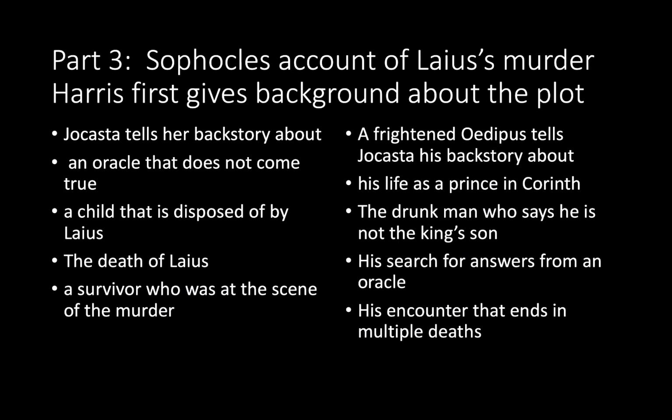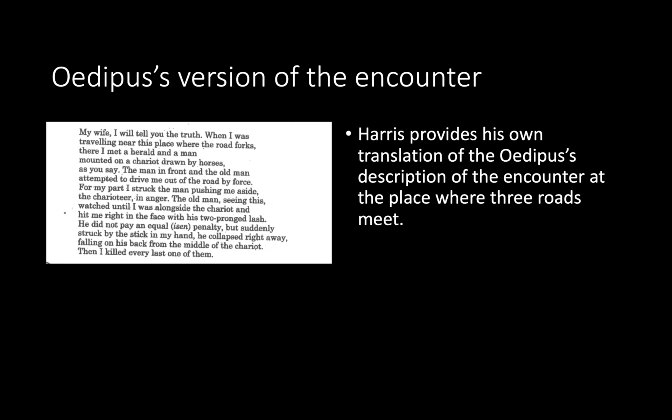Now turn to page 134, part 3, beginning with paragraph 1. Here Harris does what you do in your essays and what all good essays do. In paragraph 2 on pages 134 and 135, he gives the background for the essay. He briefly summarizes the plot of the play, including the 2 backstories of Jocasta and the child she and Laius disposed of, and the backstory of Oedipus's identity crisis in Corinth. Once again, on page 135, we have Oedipus's testimony about the encounter at the place where 3 roads meet. This version is translated by Harris.